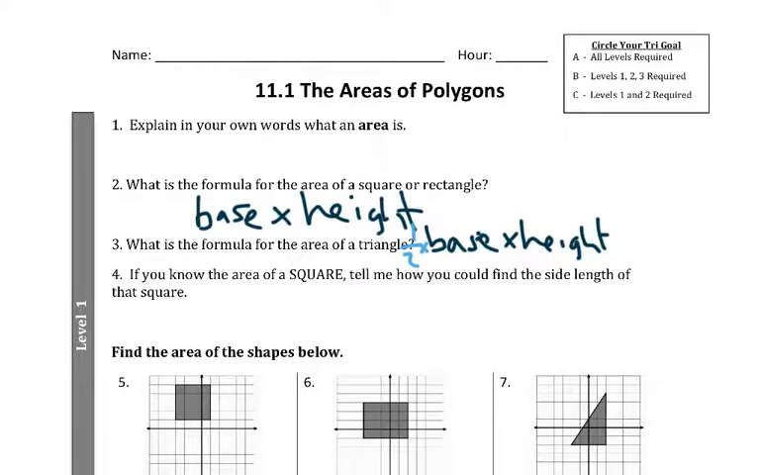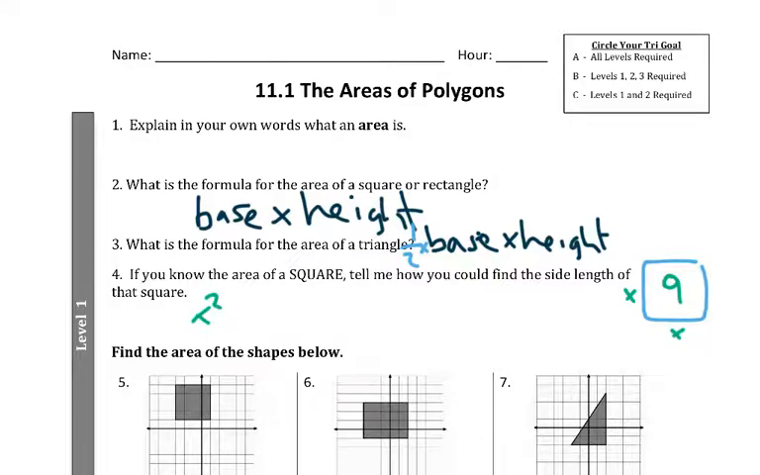So question 4, if you know the area of a square, tell me how you could find the side length of that square. Something we know about squares is that all of the sides are the exact same. So let's say we have a square here, and we know that the area is 9, for example. Well, we kind of want to think backwards. Some number times itself is going to equal 9. So that's what you want to ask yourself: which number squared would equal 9?